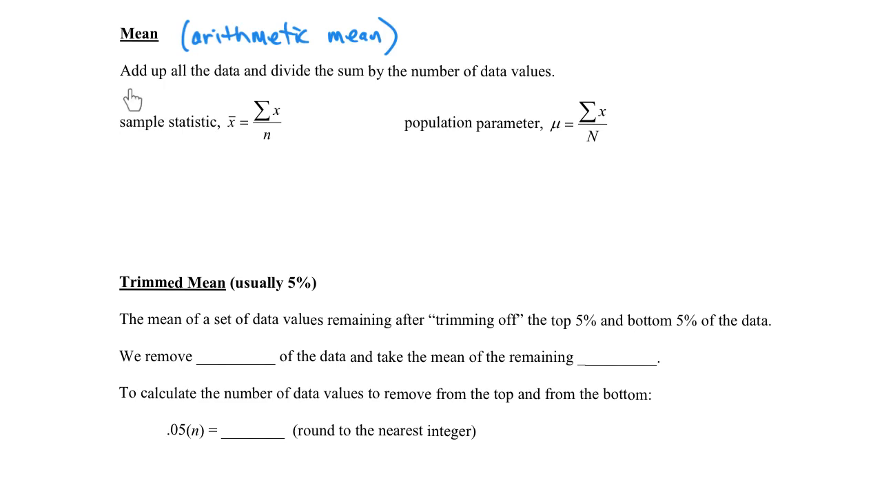So here's the definition that most of you learned in previous classes. To find the mean, you add up all the data and divide the sum by the number of data values. So this phrase is reflected here and here in mathematical symbols.